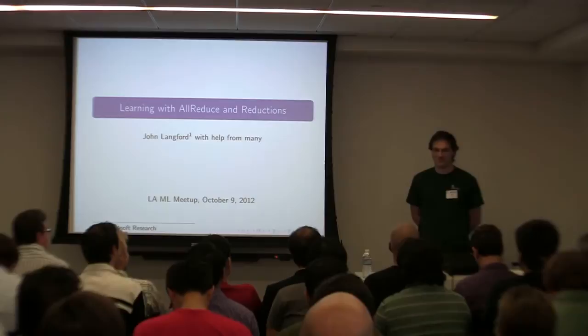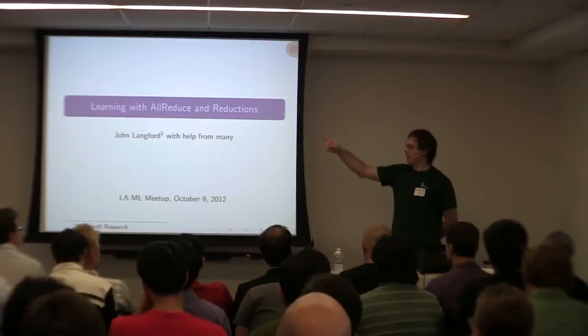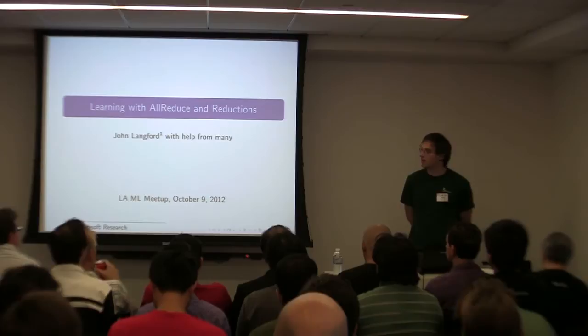Okay, I'm going to talk about two things. One of them is AllReduce, which is related to parallelism, which is why we have version 6.0. And we're going to talk about learning reductions, which is why we have 7.0.